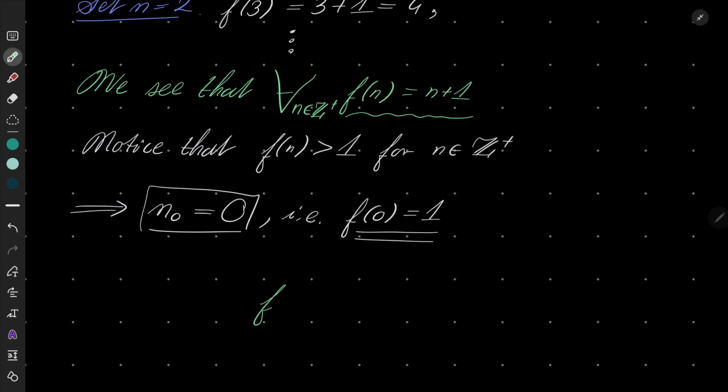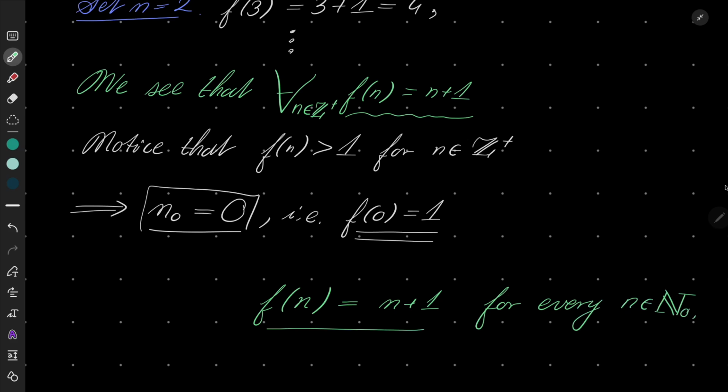Namely, our functional equation has only one solution: f of n equals n plus 1 for every natural number. And that closes our problem.